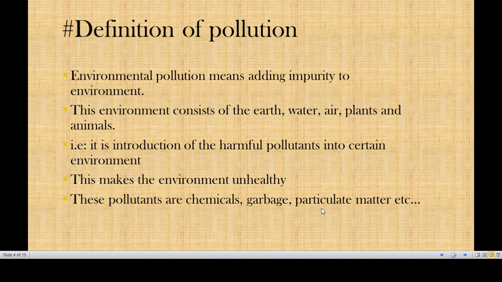Now, what do you mean by adding impurity to the environment? It means maybe you're adding chemicals, garbage, particulate matter, or maybe some kind of hazardous matter is being created, and this hazardous matter is being converted into a pollutant which directly or indirectly harms the human system also. Where are these pollutants then added? These pollutants are added to sources such as earth, water, air, or maybe directly to the plants and animals also.